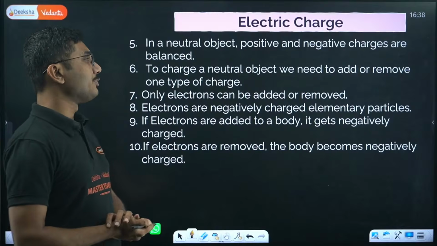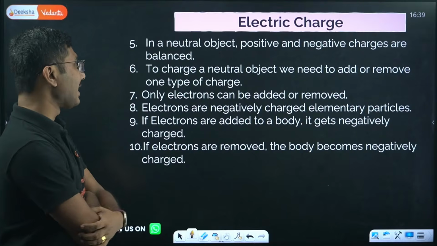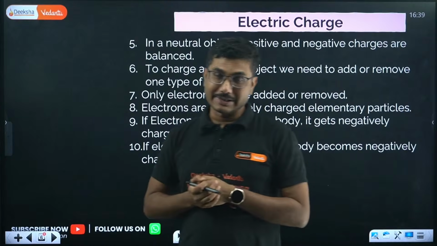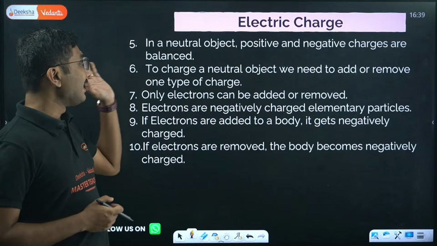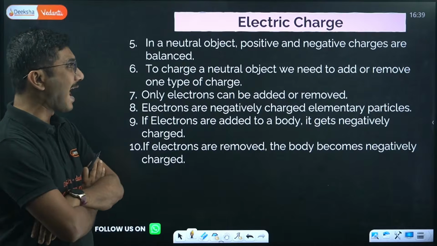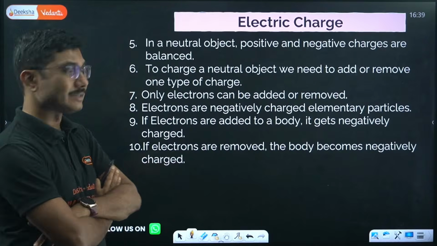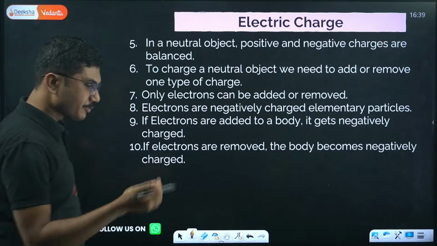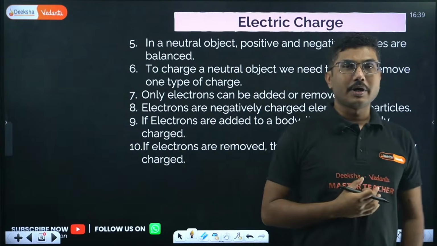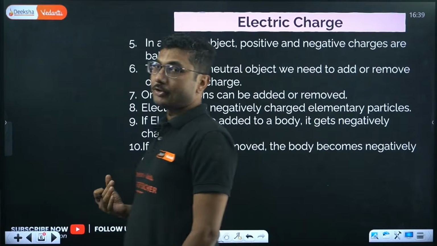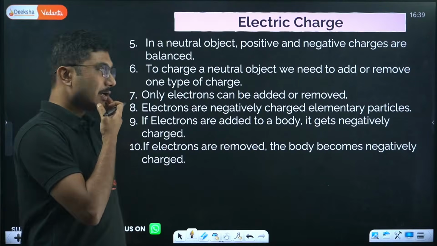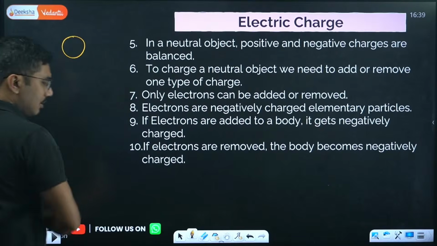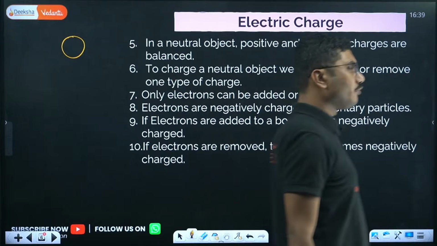In a neutral object, positive and negative charges are balanced. As I said, we will come to the part where proton, electron, etc. are discussed. If you consider an atom, basically all objects consist of a very fundamental particle called the atom. Initially the atom was thought to be indivisible, that means you cannot divide the atom into further parts.